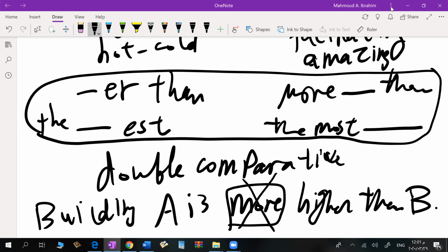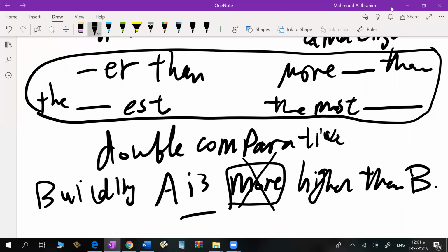More is wrong. Why? We put more with multi-syllable adjectives, not with one-syllable adjectives. So this is called double comparative, because you do not use more with one syllable. Here you use two ways to make comparisons: more than and er than. So this is all. Okay. So this is a mistake I always see.